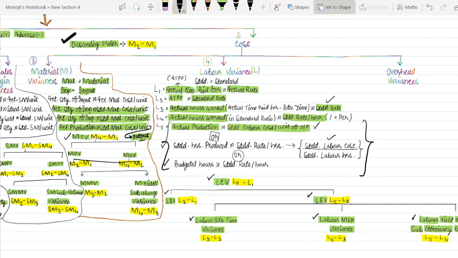In the case of labor variance, the chart will be: first you have to compute labor cost variance, L5 minus L1. In this case the labor cost variance is divided into labor rate variance and labor efficiency variance. L1 will go to labor rate variance and L5 will go to labor efficiency variance.